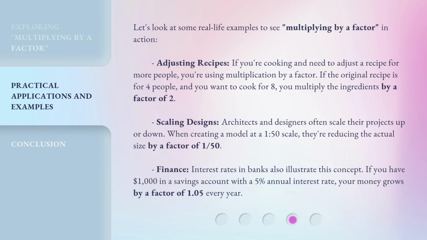Let's look at some real-life examples to see multiplying by a factor in action. Adjusting recipes. If you're cooking and need to adjust a recipe for more people, you're using multiplication by a factor. If the original recipe is for 4 people, and you want to cook for 8, you multiply the ingredients by a factor of 2.